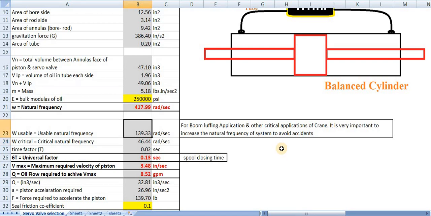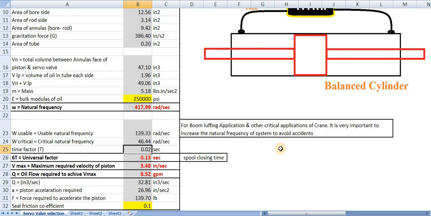So these are some W usable values that will be used in the calculation. They are some factors I'm considering for further calculation, and of course W critical. Natural frequency divided by 3 will give you W usable, and dividing by 3 again gives you W critical. And from there I can calculate the time factor.